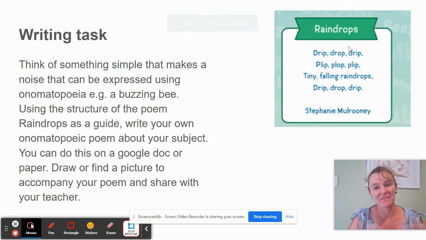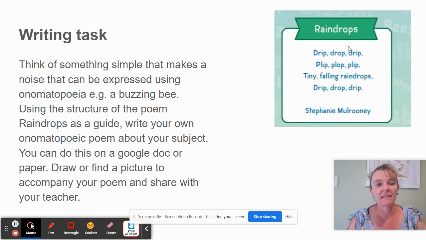Now it's your turn to do some writing. So the last poem we had a look at was Raindrops. I'm going to read it to you very quickly again. It's only a short one, so it shouldn't take long. Drip, drop, drip. Plip, plop, plip. Tiny falling raindrops, drip, drop, drip.